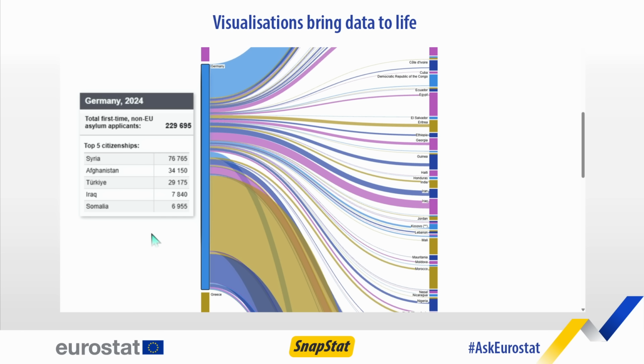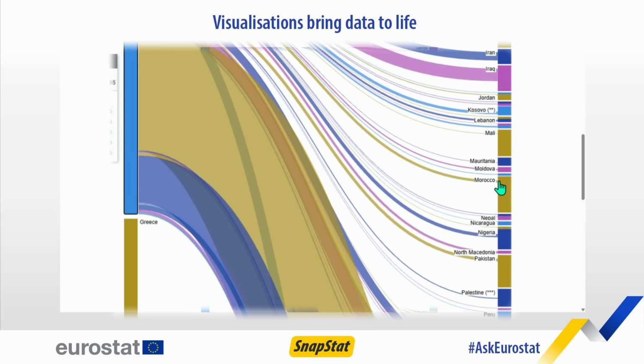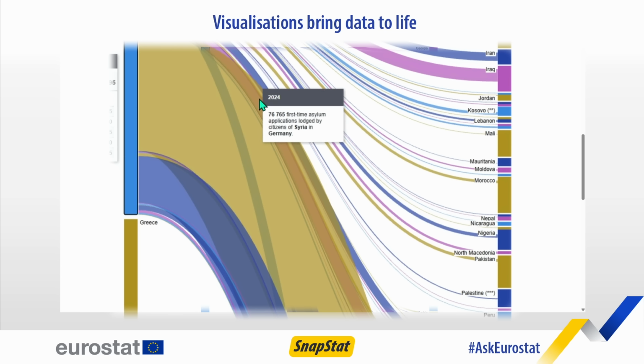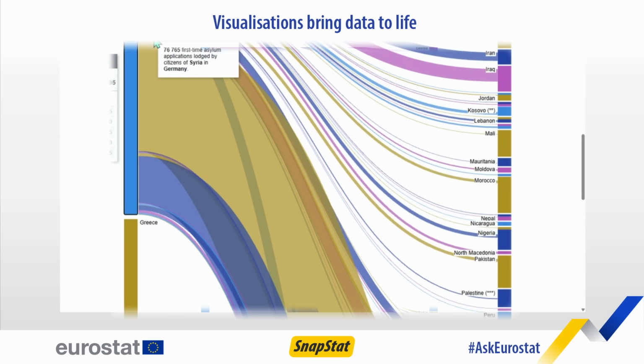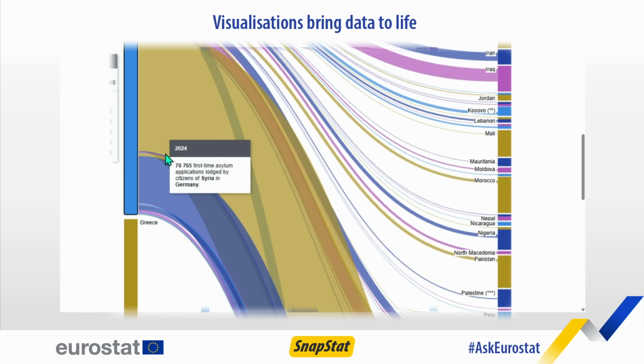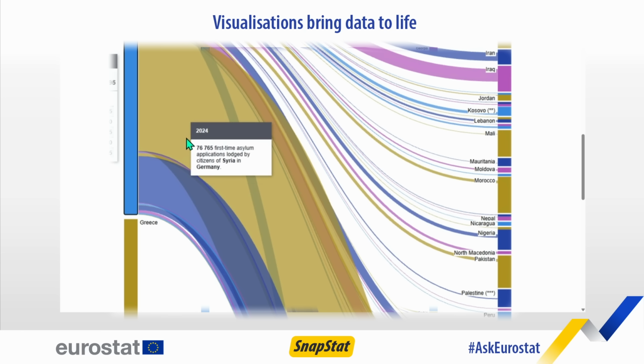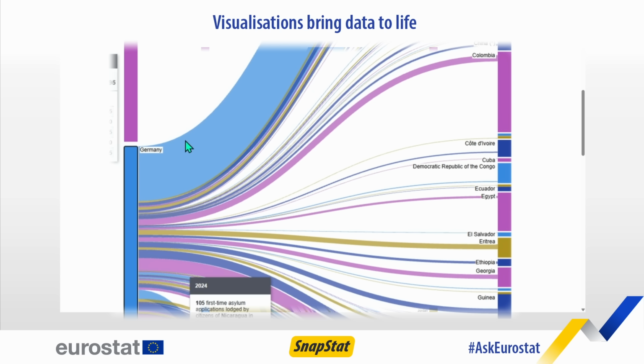As you can see, I immediately get some key information in this little info box here on the left-hand side, which shows me the total of first-time asylum applicants in Germany, and also the top 5 citizenships that applied. I can then go on to mouse over these individual strings, which give me additional information. Each of the width of the strings symbolizes the number of asylum applicants coming from this country.